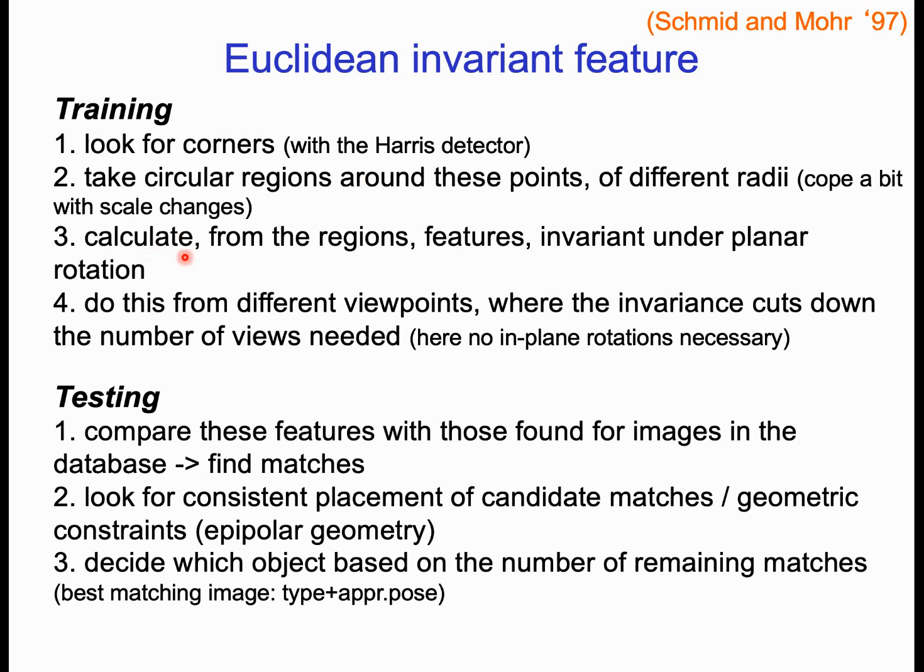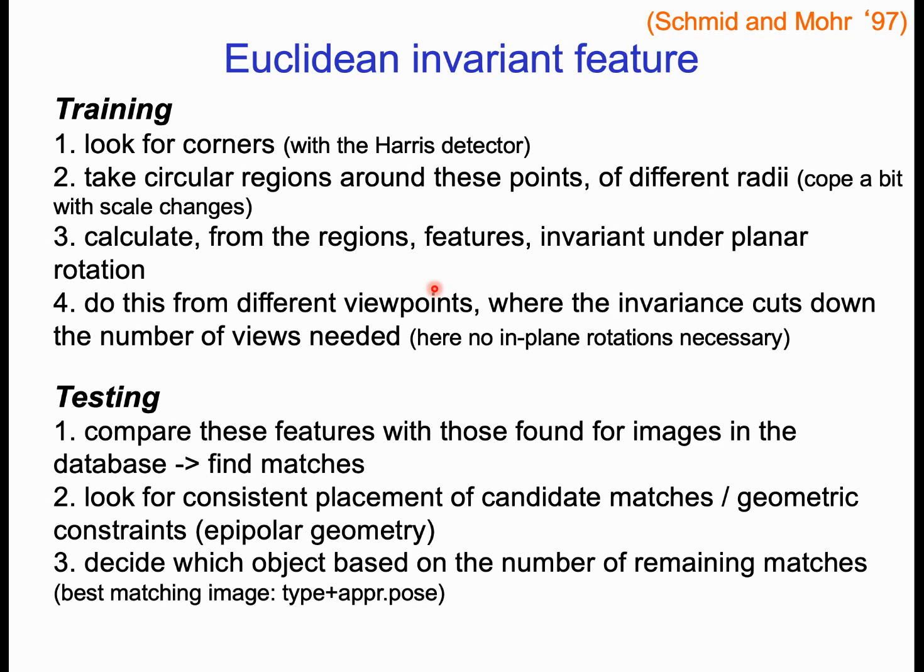Within the circular regions, we'll calculate features that are invariant under planar rotation. And we do this from different viewpoints of the same image, so that we gain some robustness towards the number of views needed. Notice that because we take circular regions and we take features that are invariant to rotation, we don't need different rotations of the same scene. However, the model, the interest points, the regions, nor the features, none of them are robust to other affine transformations for which we need multiple viewpoints.